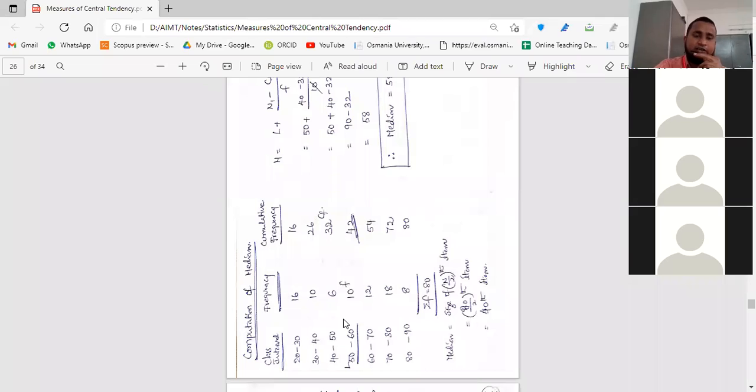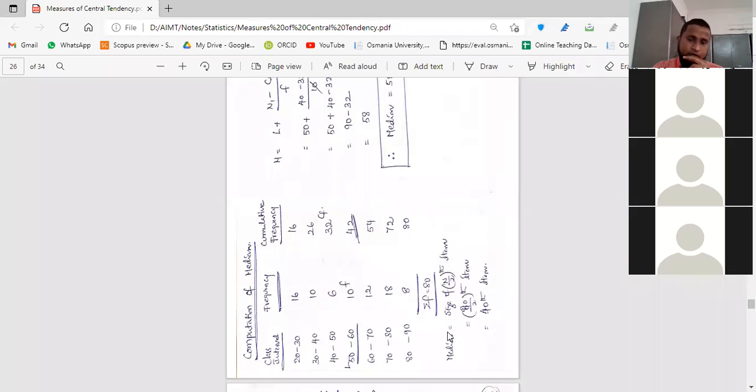Sir, class interval, you have frequency also: 16, 10, 6, 10, 12, 18, 8. So sigma f, capital N, is equal to 80. Now we have to find the cumulative frequency only. Same procedure: 16, 16 plus 10 is 26, 26 plus 6 is 32, 32 plus 10 is 42, 42 plus 12 is 54, 54 plus 18 is 72, 72 plus 8 is 80.